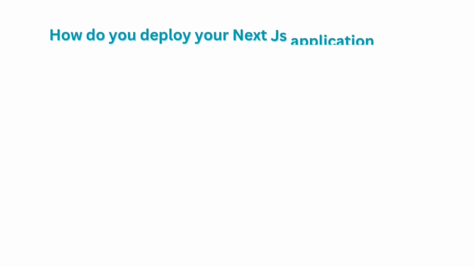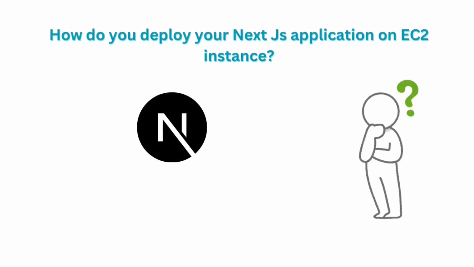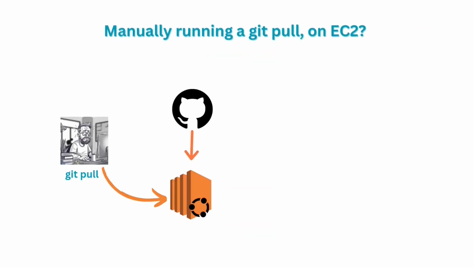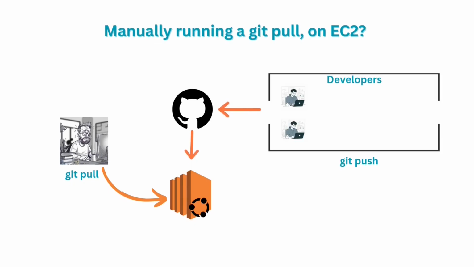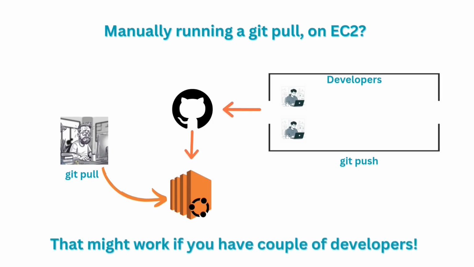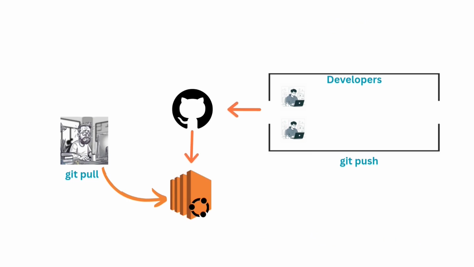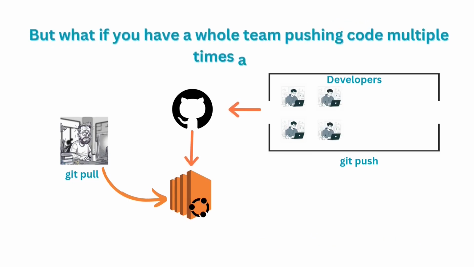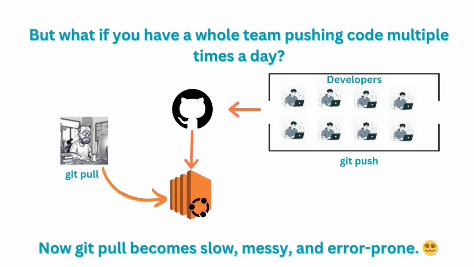How do you deploy your Next.js application on an EC2 instance? Manually running a git pull on EC2? That might work if you have a couple of developers. But what if you have a whole team pushing code multiple times a day? Now git pull becomes slow, messy, and error prone.